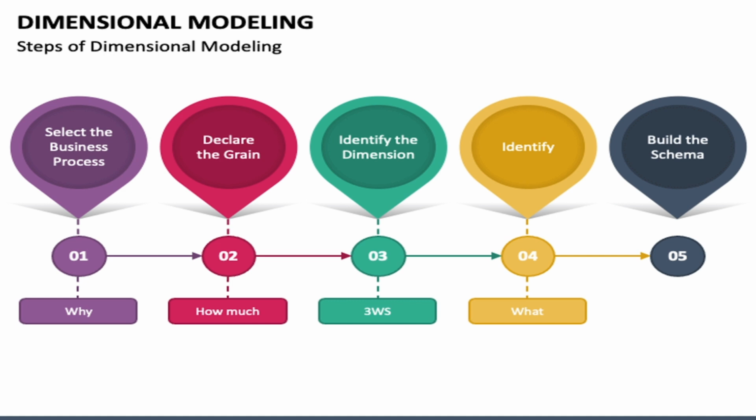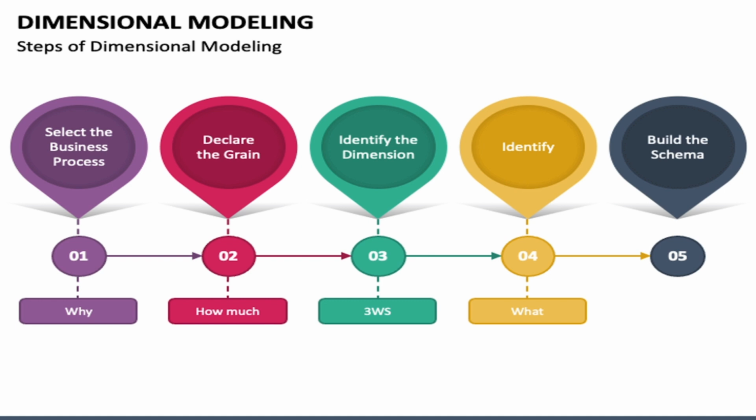Step 2, identify the grain. Next, you need to decide how detailed your data will be. This is called the grain. Think of it as the level of zoom. You can look at data daily, weekly, monthly, or even down to individual transactions. For instance, if you're tracking sales, your grain might be line item per order. So every time someone buys something, it gets recorded as one row in your fact table. The key here is to go as granular as possible because it's easier to aggregate data later than to break it down.